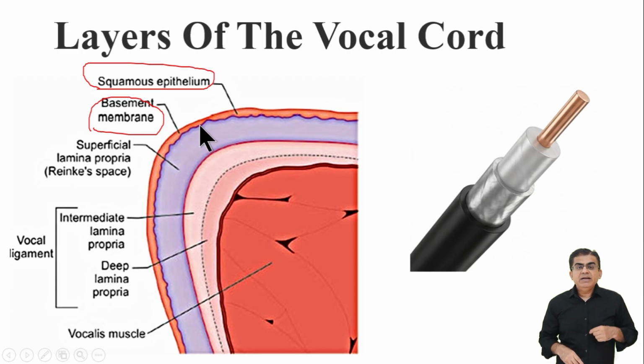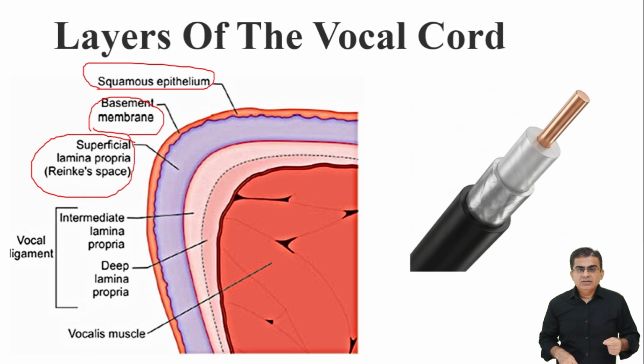Then we have the lamina propria, which has 3 different layers. The superficial layer is called superficial lamina propria, also called Reinke's space. It is a jelly-like layer. It is a soft and water-rich layer. See this blue, light blue color.